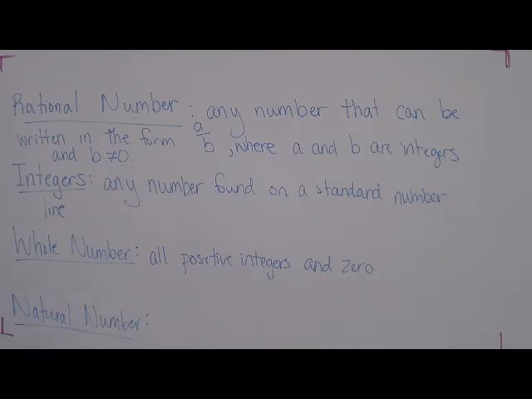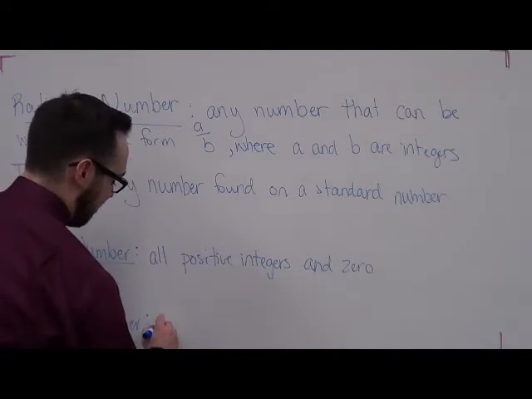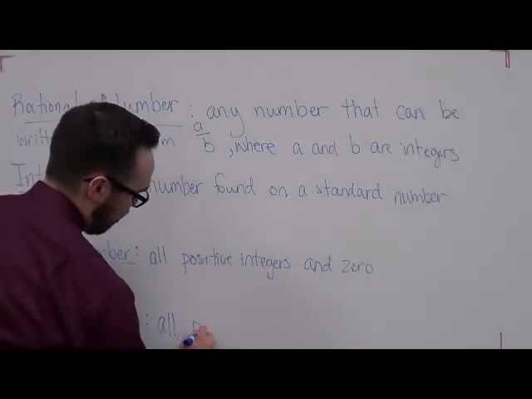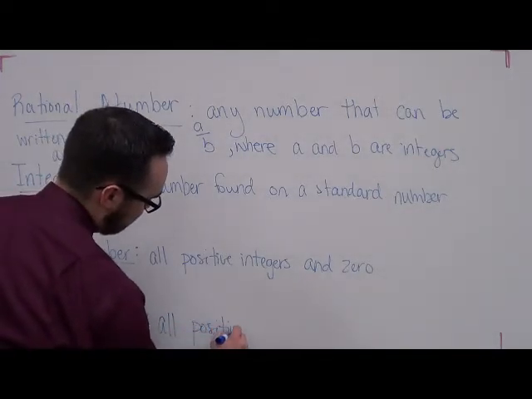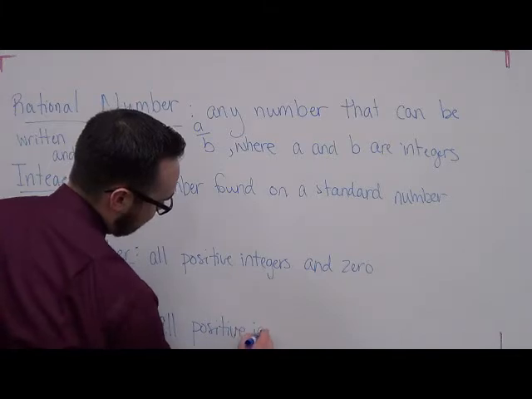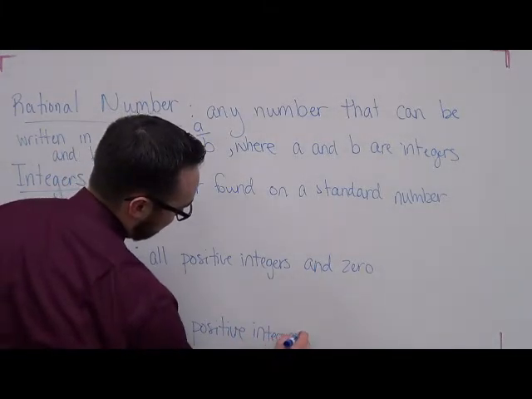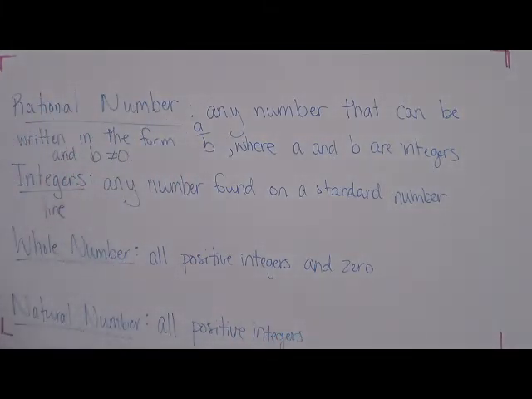And then natural numbers, the only difference between a whole number and a natural number is that a natural number is just all positive integers. It does not include 0. So the only difference between whole numbers and natural numbers is the number 0. When you include 0, it's a whole number. If 0 is not included, it's natural numbers.